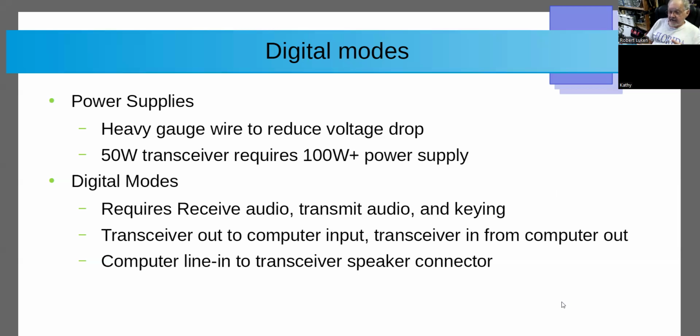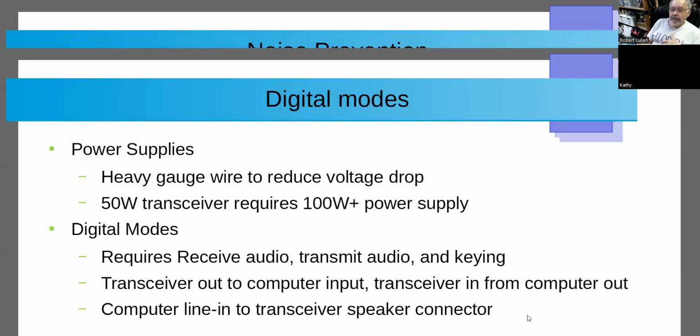You can also get some little external boxes. I can't remember the name of it now. It's not a Rig Runner. Rig Blaster, I think. And it has a sound card in it, so you can connect USB to this little box, and then connect that to your radio if you have an older radio that requires the separate input and outputs.